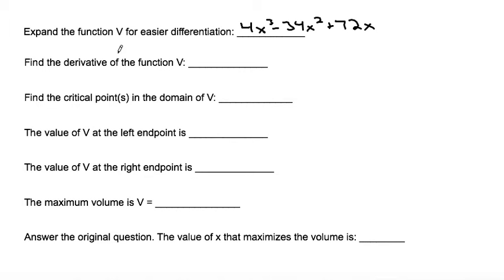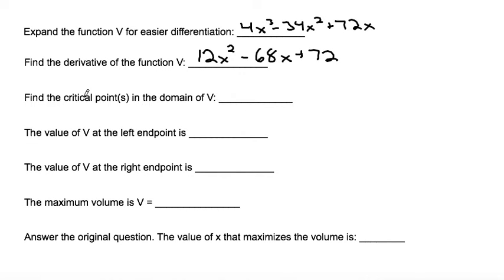Here we have part 2 of the open box volume maximization problem, where from the previous video we had expanded the function V for easier differentiation to get 4x cubed minus 34x squared plus 72x. The next step is to find the derivative of the function V. Using the power rule, we can write that as 12x squared minus 68x plus 72.